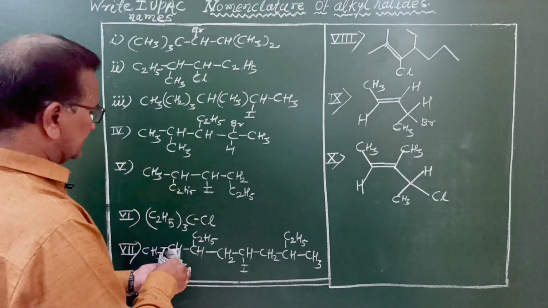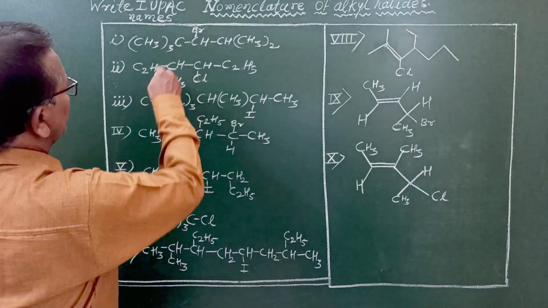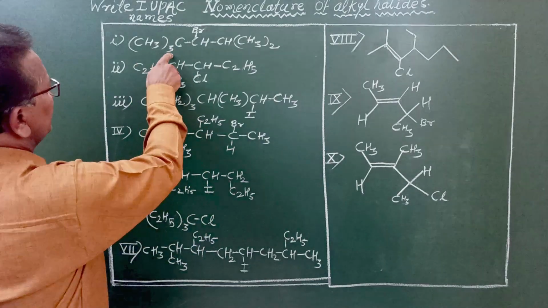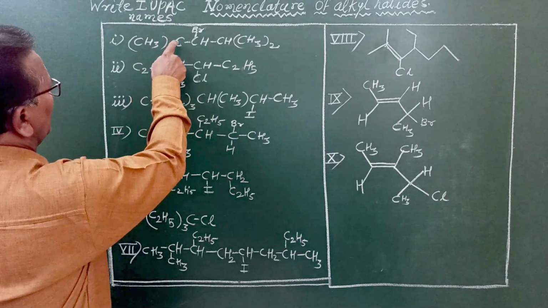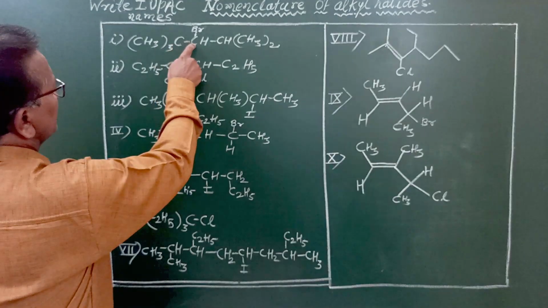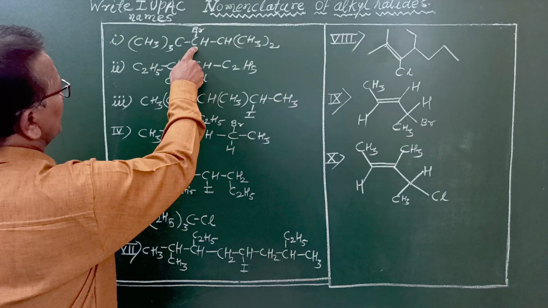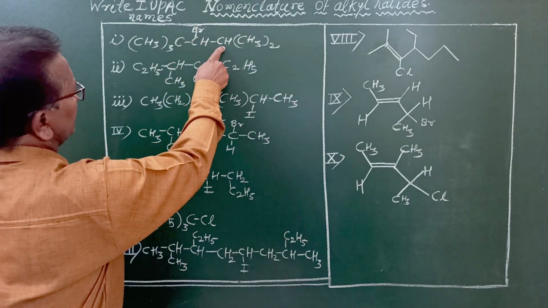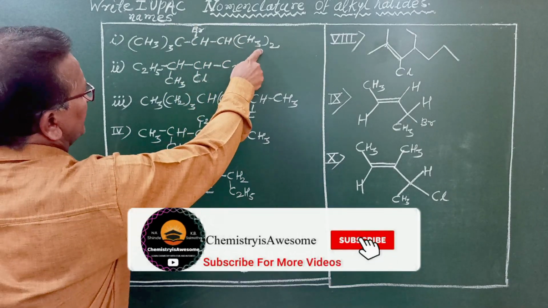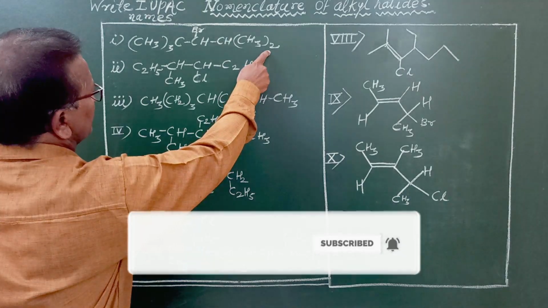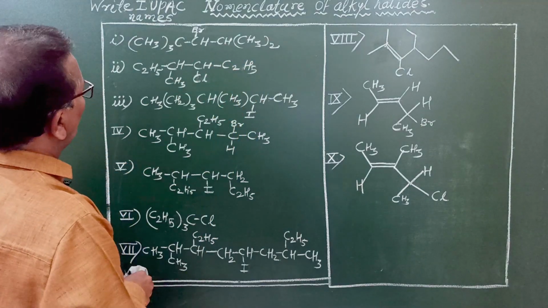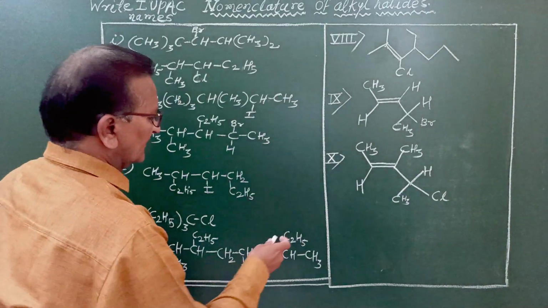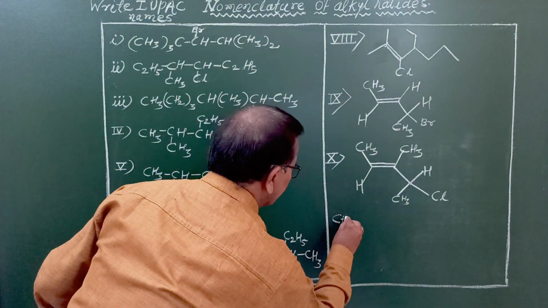Let us see this first example. In this first example, CH3 taken by C means these 3 methyl groups are bonded to this carbon atom. Then single bond CH, bond Br, single bond CH, and again CH3 taken twice. That means these 2 methyl groups are bonded to this carbon atom. Therefore, how to expand this structure? We will write the expansion of this structure.